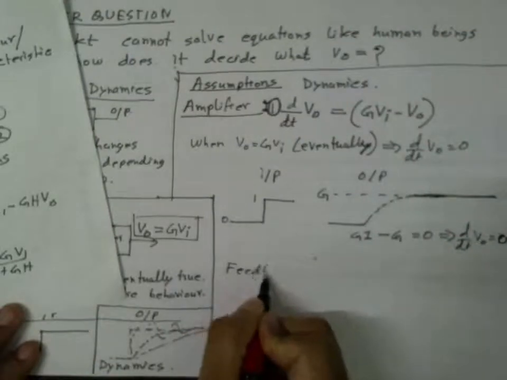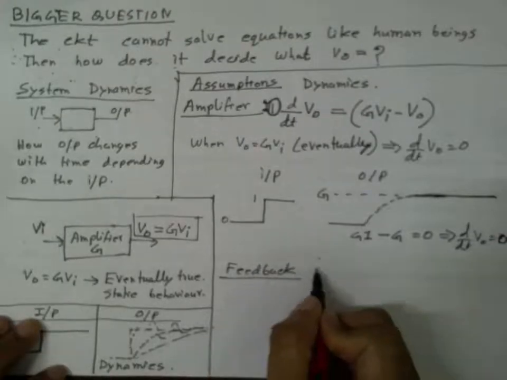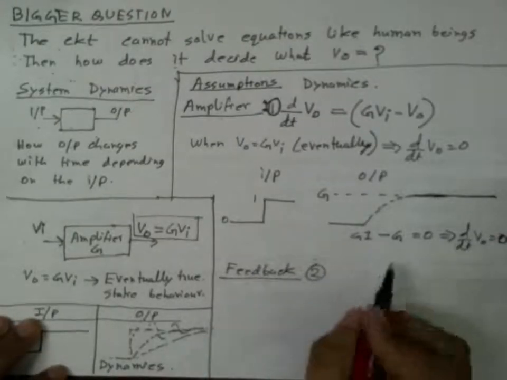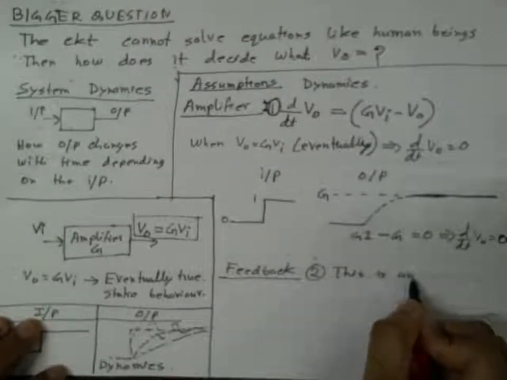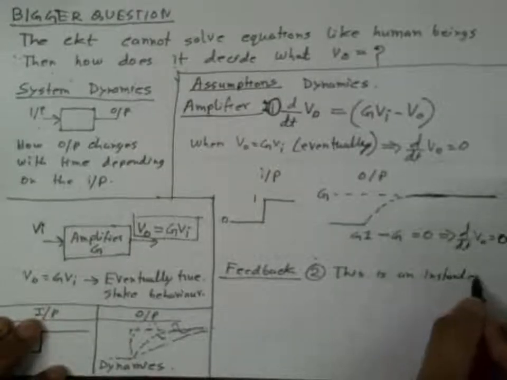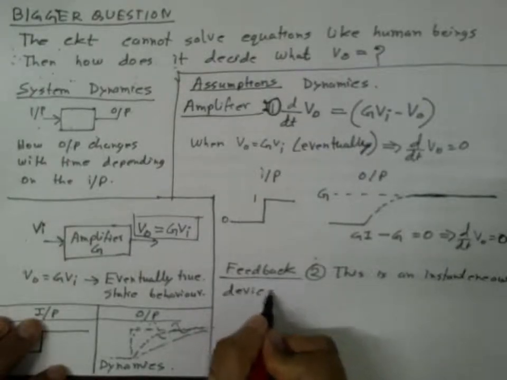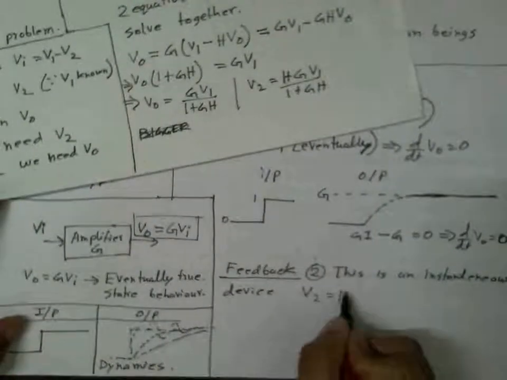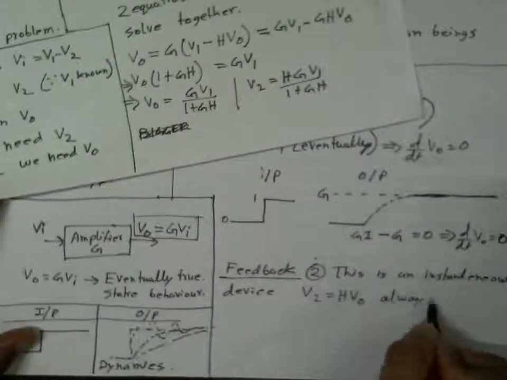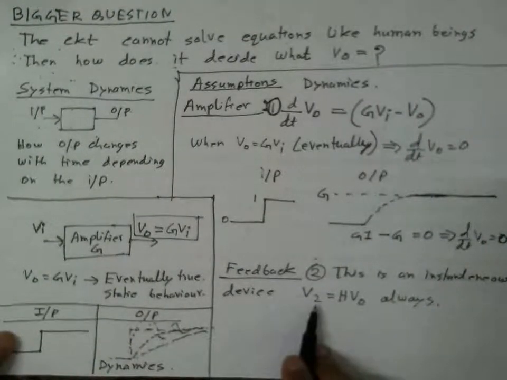Now, what could be the dynamics of the feedback element? This is our assumption 2. Let's make our life simple: this is an instantaneous device. So let's go back to the circuit. V2 is equal to H V_o, always. There is no delay between the change of V_o and the change of V2.